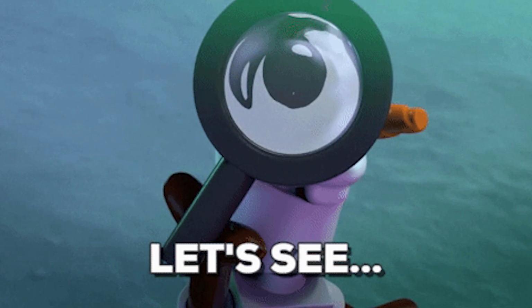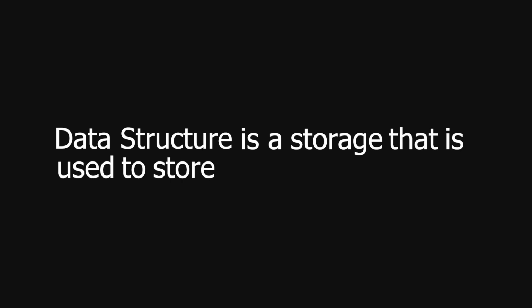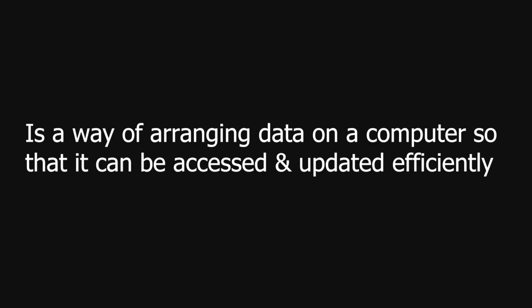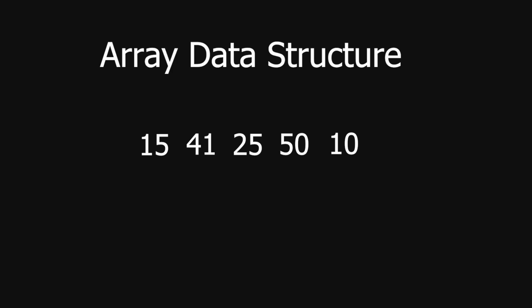Let's see the definition. Data structure is a storage that is used to store and organize data. It is a way of arranging data on a computer so that it can be accessed and updated efficiently. Depending on your requirement and project, it is important to choose the right data structure for your project. For example, if you want to store data sequentially in the memory, then you can go for array data structure.